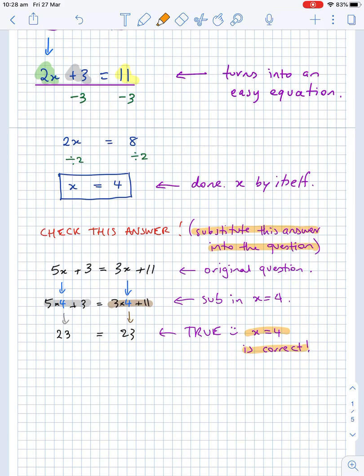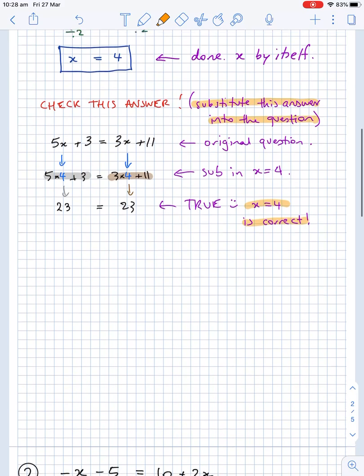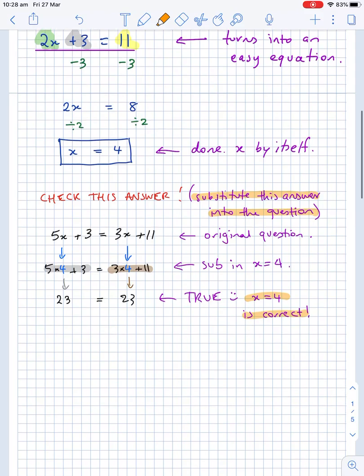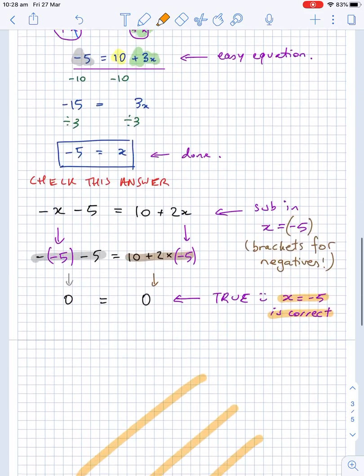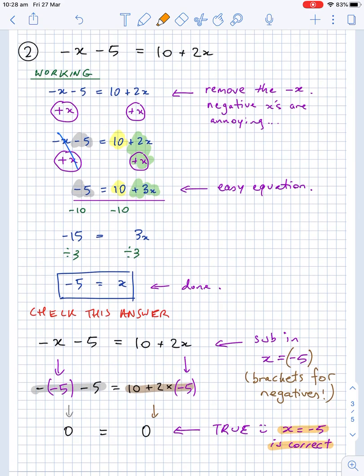Okay, so moving on. So we've got the right answer there. So that's a really important skill to be able to do during a test to make sure that you're not doing any silly mistakes. Okay, so let's give this question a try. So a little bit similar sort of question. You've got x's on both sides.